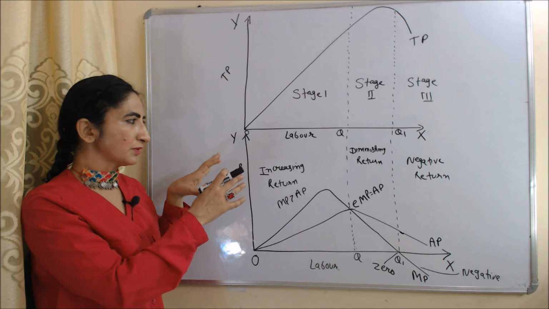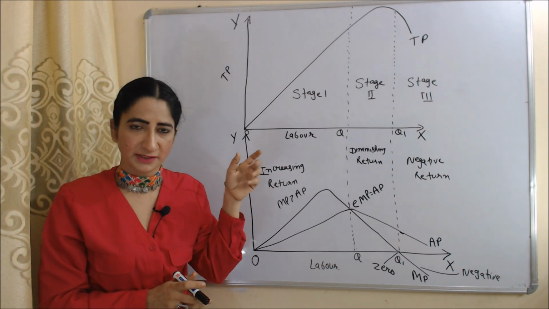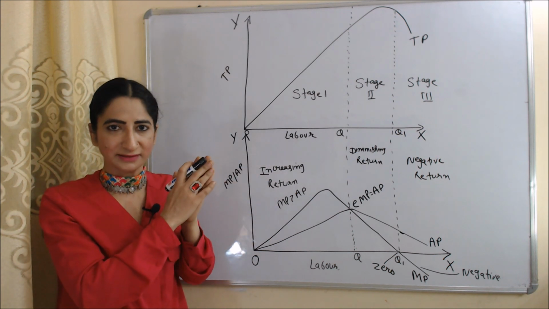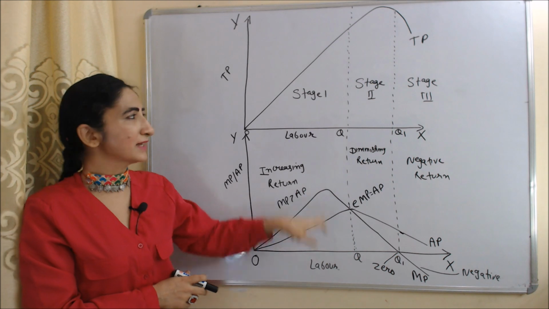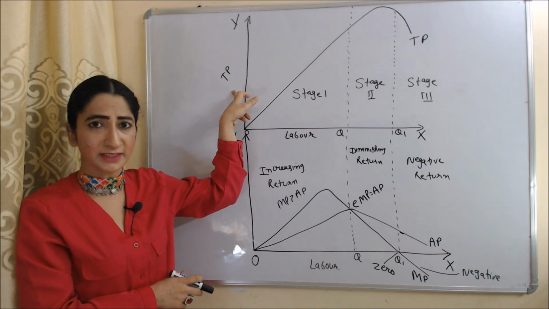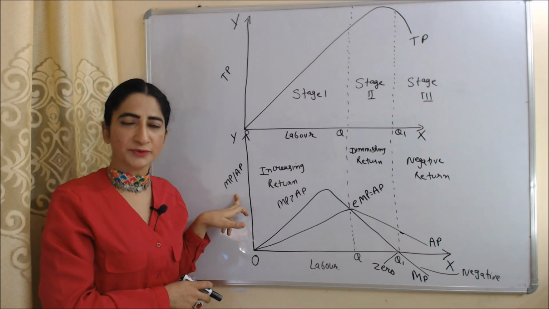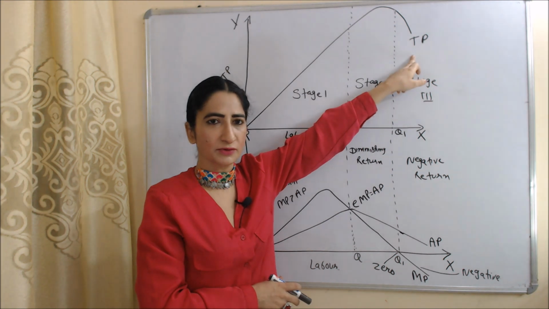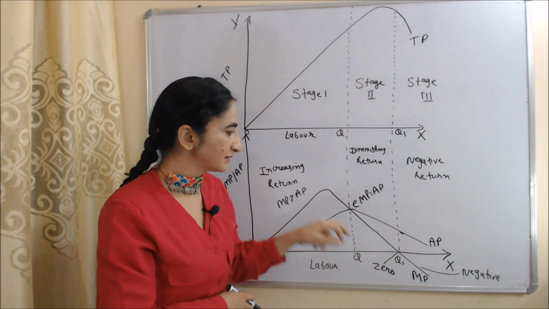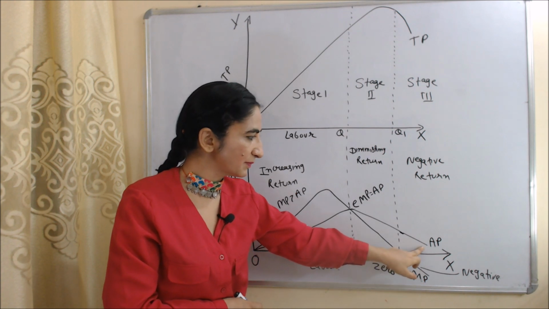Now we are going to talk about the diagram of law of variable proportion. If you convert the previous table into a diagram, you will get this. In this diagram on the x-axis we have labor, and on the y-axis this side we have total product TP. This side we have MP and AP. MP means marginal product and AP means average product. This curve represents our total product TP, this curve represents our MP, and this curve represents AP.